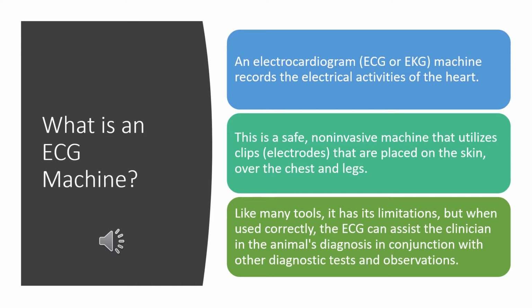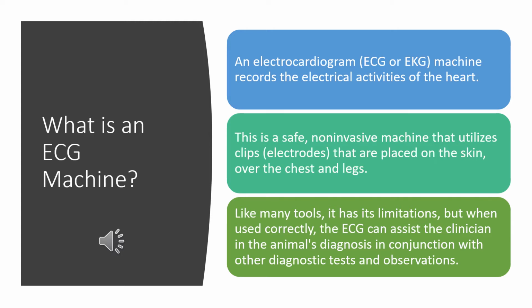What is an ECG machine? An electrocardiogram is also referred to as an ECG or EKG machine. It is utilized to record the electrical activities of the heart and is used as a tool to detect problems and monitor our patients. This non-invasive machine utilizes electrodes that can be placed or clipped to the animal's skin on the chest and legs. While it is a great resource tool for diagnosing patients, it does have its limitations.